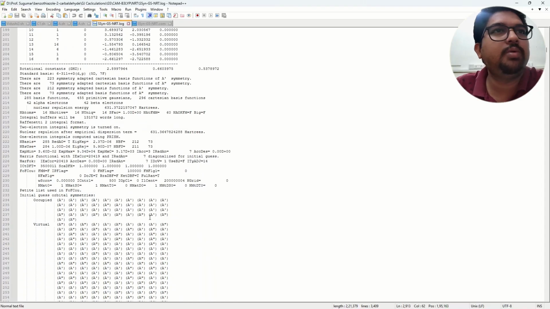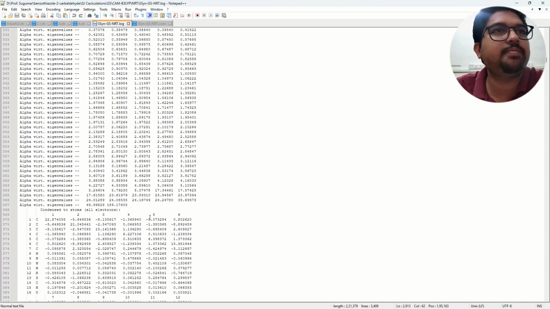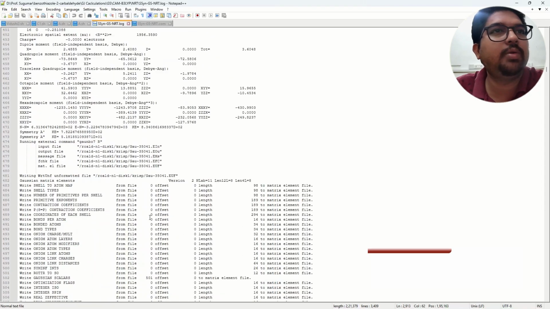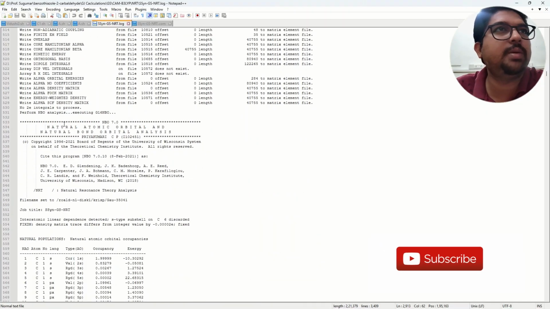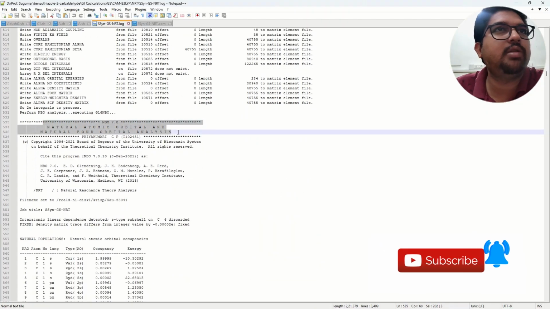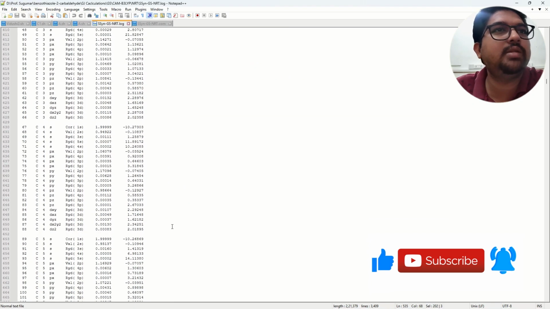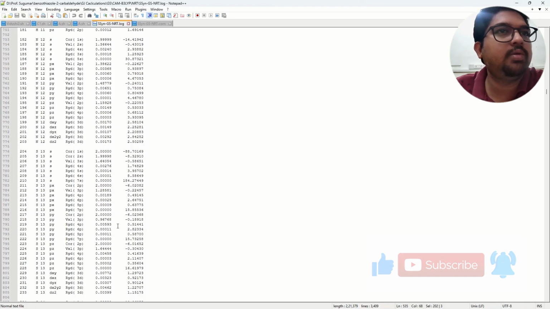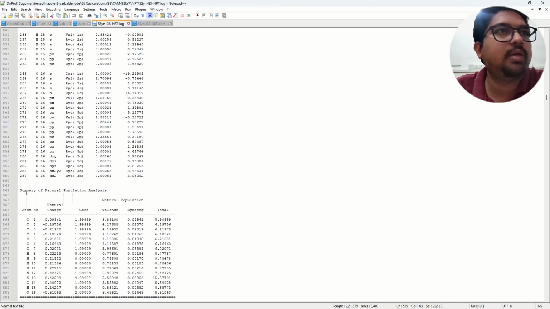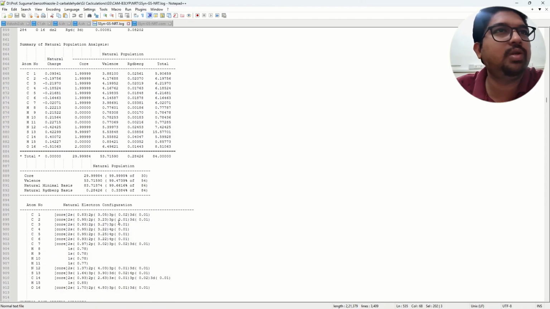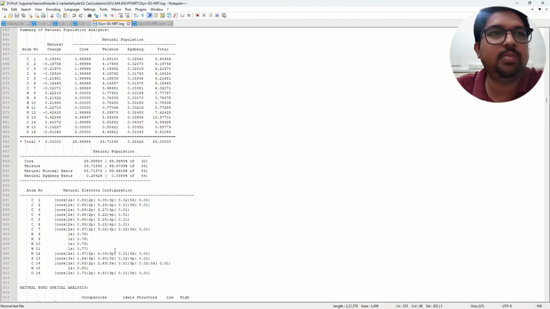Here you go down, slowly going down, and you will see the calculation steps. NBO7 has started the calculations over here. First there will be the NBO population analysis, and as you go down you will see the summary of the natural population analysis. We don't need it, but if you are interested you can analyze this. And this is the electronic configuration of each element in the molecule.